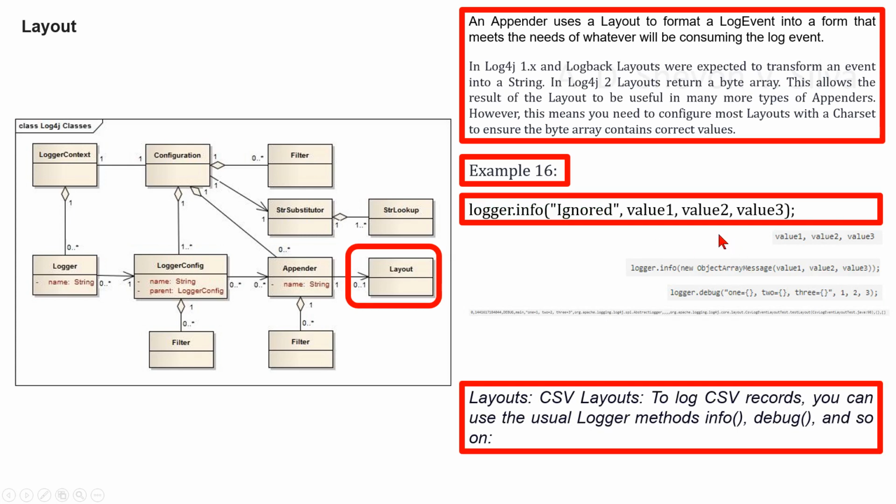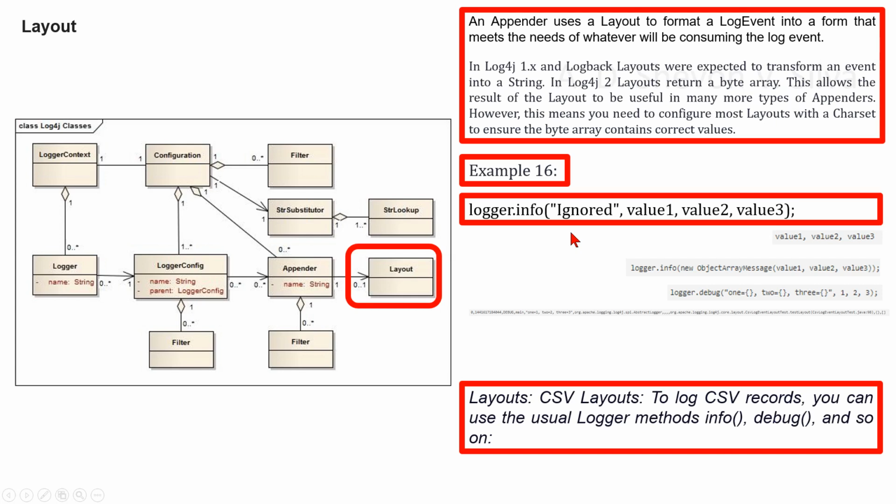CSV layouts. To log CSV records, you can use the usual Logger methods info, debug, and so on. As of Log4j 2.11.0, CSV support has moved from the existing module log4j-core to the new module log4j-csv. This layout creates comma separated value CSV records and requires Apache Commons CSV 1.4. CSV layout can be used in two ways.